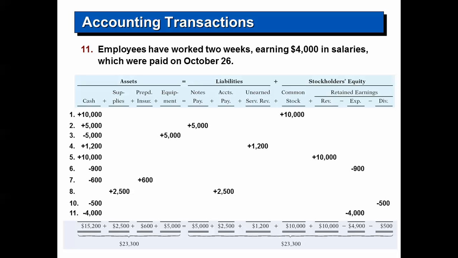And when we total it all up, you'll notice on the equal sign down below, we have $23,300 on the left-hand side, $23,300 on the right-hand side. And that's how we record business transactions, using the balance sheet equation. Assets equal liabilities plus shareholders' equity.